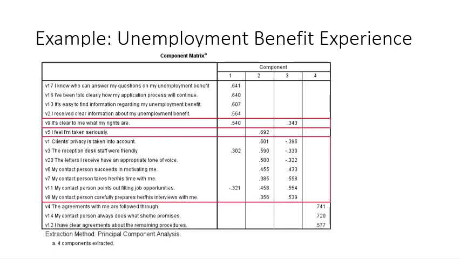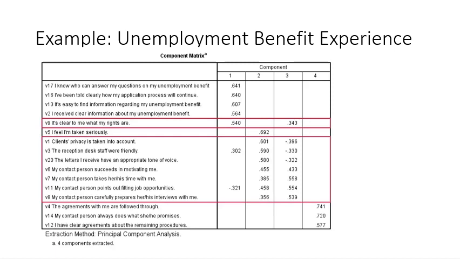You can see this item in red also has high scores on component 1, but it's problematic because it also has a fairly high score on component 3. This suggests that maybe this isn't a very good item to leave in here if we're trying to measure this construct of information provision. So the item, it's clear to me what my rights are, is a little bit messy.